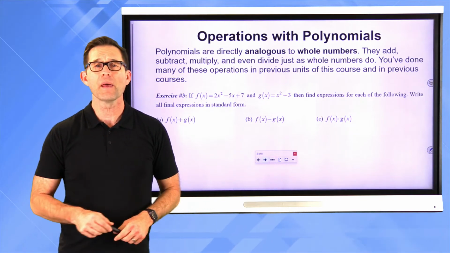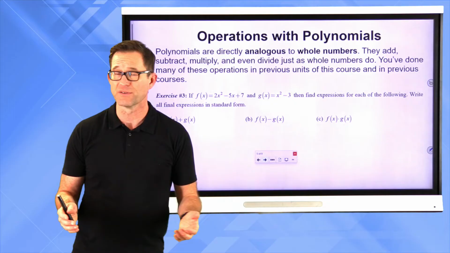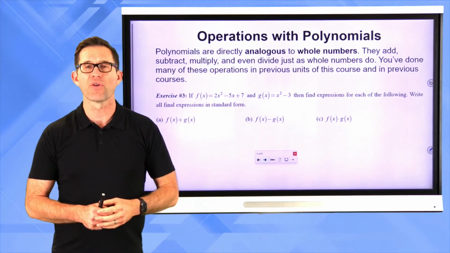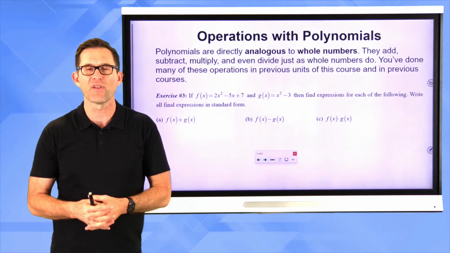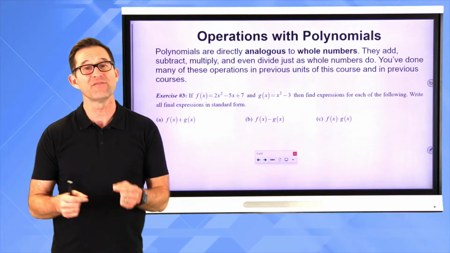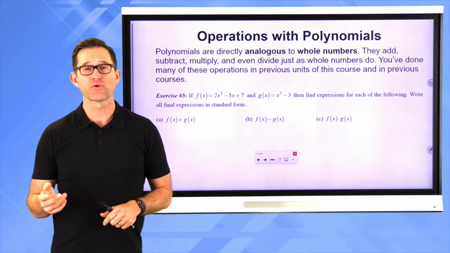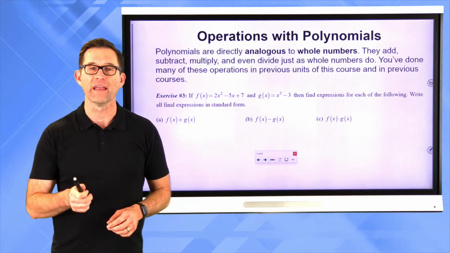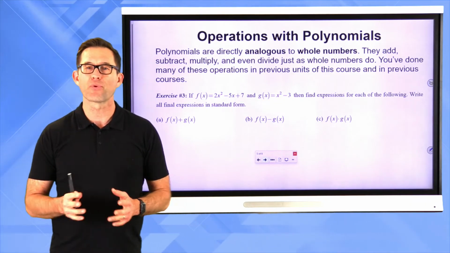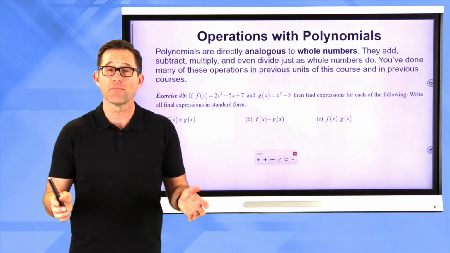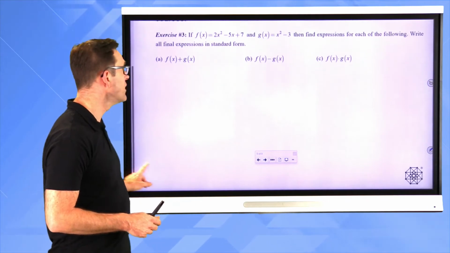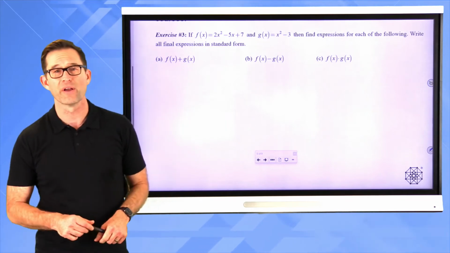Now, obviously, you want to be able to do operations with polynomials, and you've done stuff like this before. Polynomials are directly analogous to the whole numbers. They can really be thought of as kind of like whole numbers with bases of x instead of bases of 10. They add, they subtract, they multiply, and they even divide, just as whole numbers do. You've done many of these operations in previous units of this course and in previous courses. So let's take a look at exercise number 3 and see if we can do some of these operations.